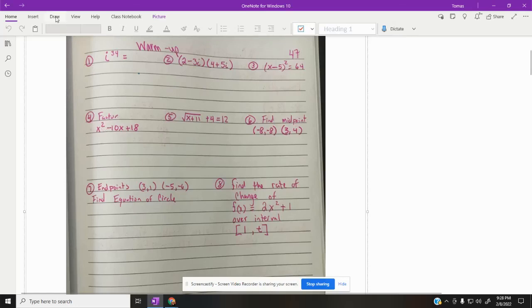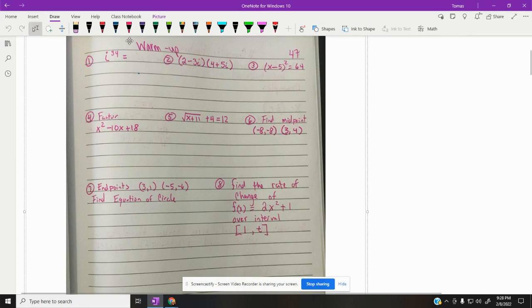All right, so let's work on some of these problems. Just a recap of what we've been doing thus far. If you have a problem like i to the 34, remember you take the 34 and divide it by 4, which gives you approximately 8.5. Now we're not worried about anything.